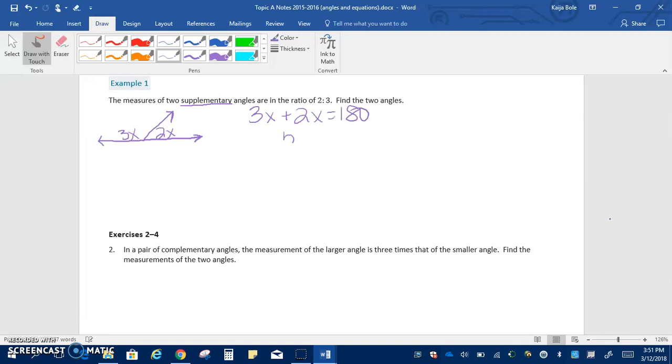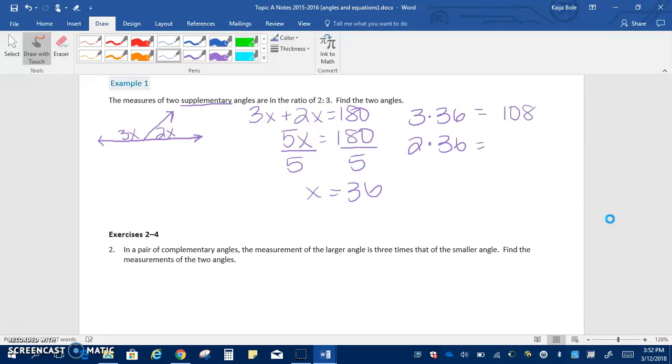We combine like terms and we get 5x equals 180. We divide by 5 on both sides, and we get x equals 36. But we want the measures of both angles, so we'll have to do 3 times 36 and 2 times 36. When we do that, we get 108 degrees and 72 degrees.